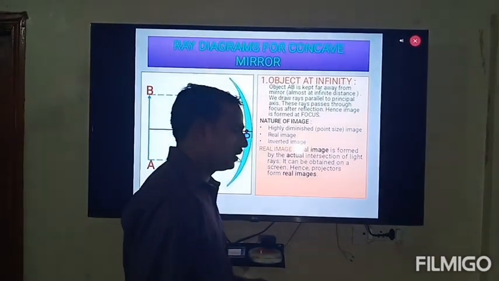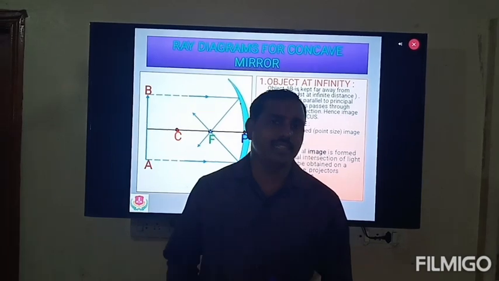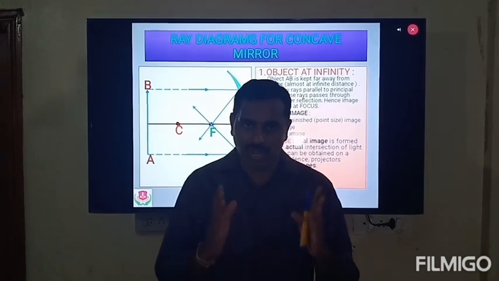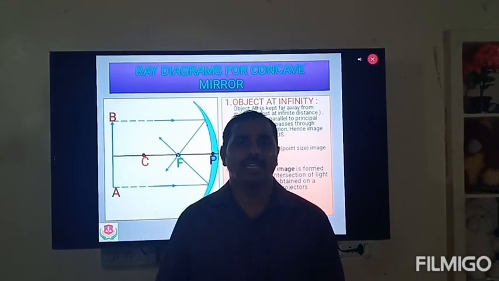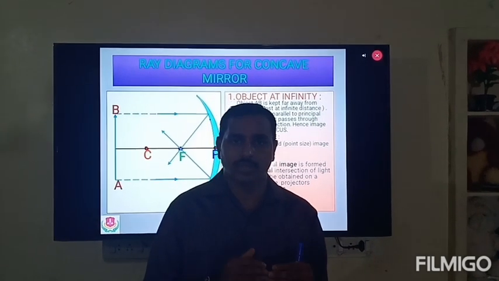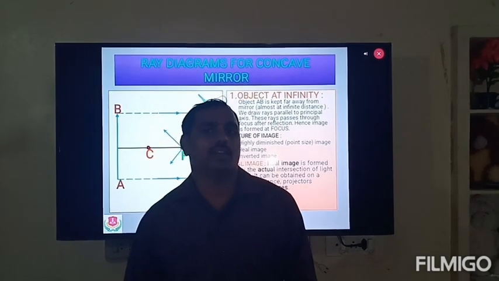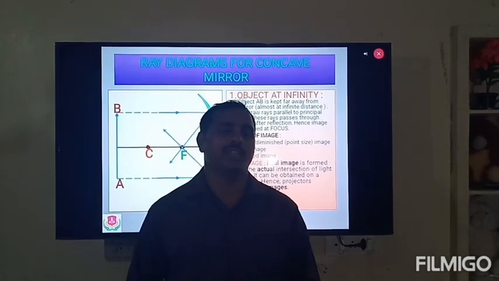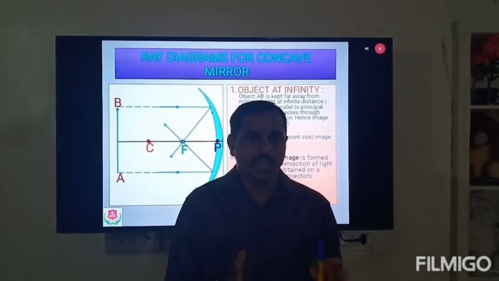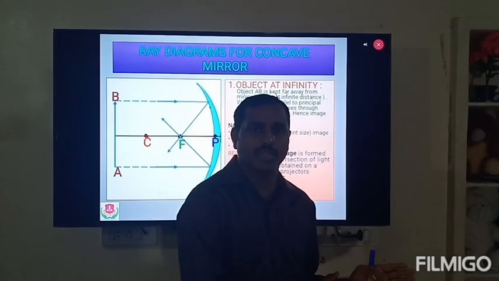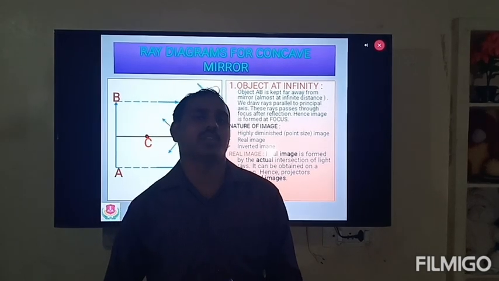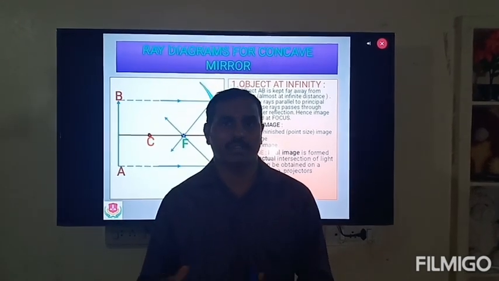So we know that when we did the activity, when we use a concave mirror, we are going to get different images. Different images means some real images are coming, some virtual images are coming, some inverted images are coming, some diminished images are coming. So all these images are formed at different places. When we place the object at different places, we are getting different images. So for that purpose, we are going to draw the different ray diagrams.